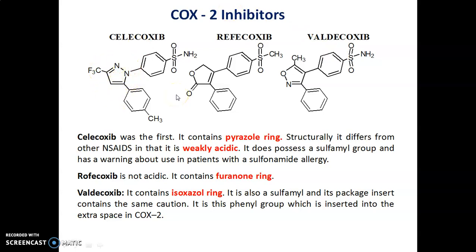Structurally, it differs from other NSAIDs in that it is weakly acidic. Rofecoxib is not acidic, but it contains furanone ring. You can see here there is presence of furanone ring in rofecoxib, whereas valdecoxib, it contains isoxazole ring. It is a sulfamyl and its package insert contains the same caution. It is this phenyl group which is inserted into the extra space in the COX-2.